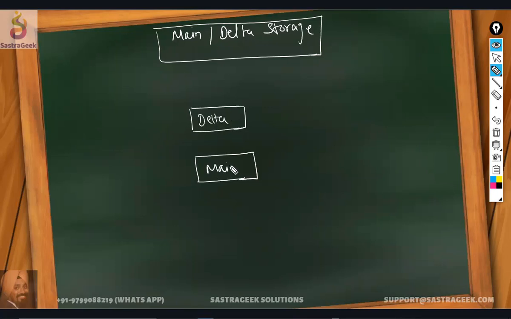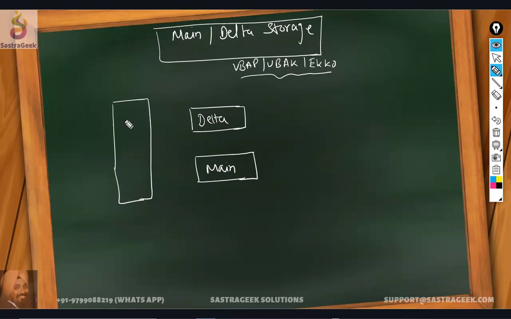And main table. Any table, your VBAP table, VBAK table, EKKO table, sales order tables, purchase order tables, any table where the data is there. Technically in the HANA database, it's stored in two places, delta storage and main storage.